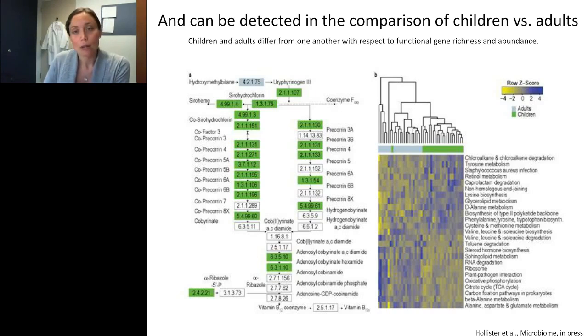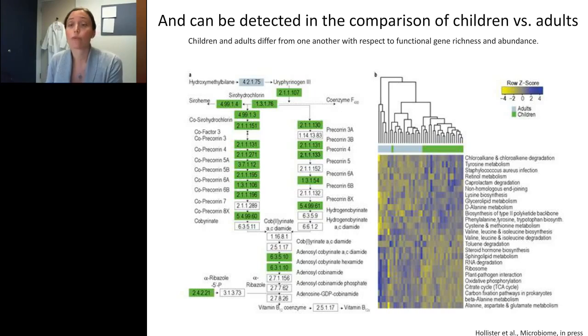And what I'm showing you here on the left-hand side is a portion of the vitamin B12 synthesis pathway, where boxes highlighted in green are enzymes for which we see increased relative abundance of genes in the gut microbiomes of children relative to adults. Those highlighted in gray are enriched in adults relative to children.